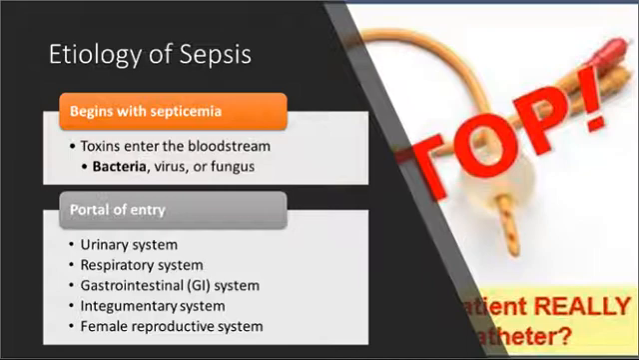Okay, so etiology begins with septicemia, begins with that bacteria, or not bacteria, sorry, toxin, bacteria, virus, or fungus in the bloodstream that starts to spread through the whole body systems. I just have in the background here, does your patient really need a catheter? There's so many things out there now.